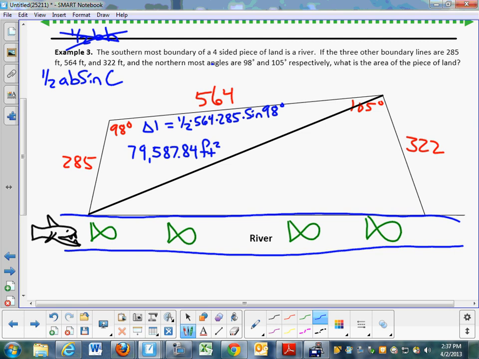So we got one triangle. Can we do the other triangle? Yeah, we're in trouble right now because all we have is this length right here. We don't have this length. We don't have that angle.